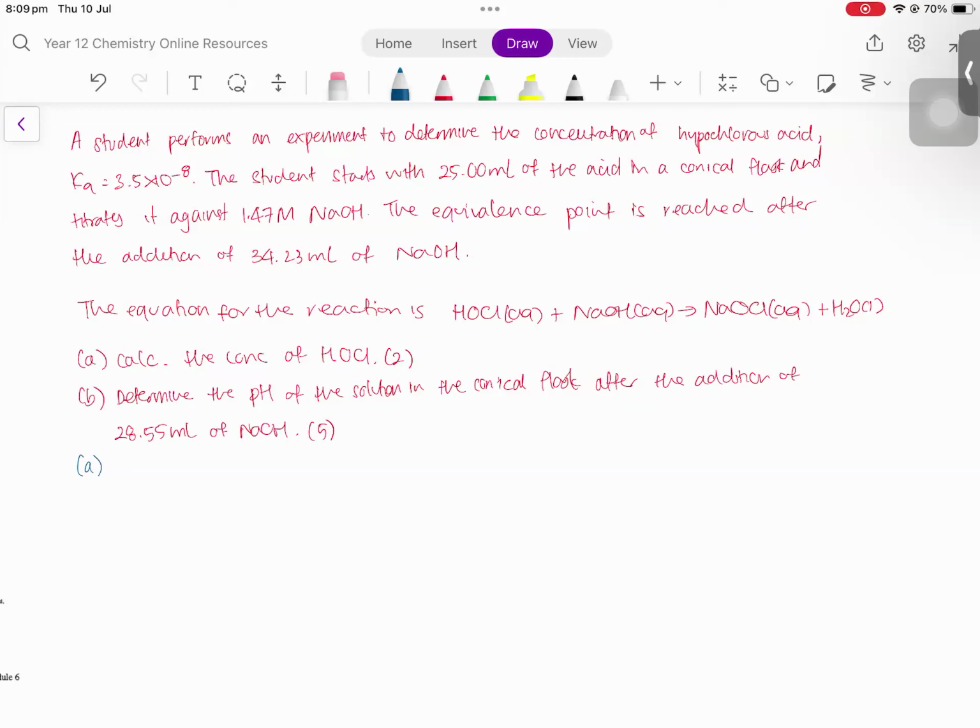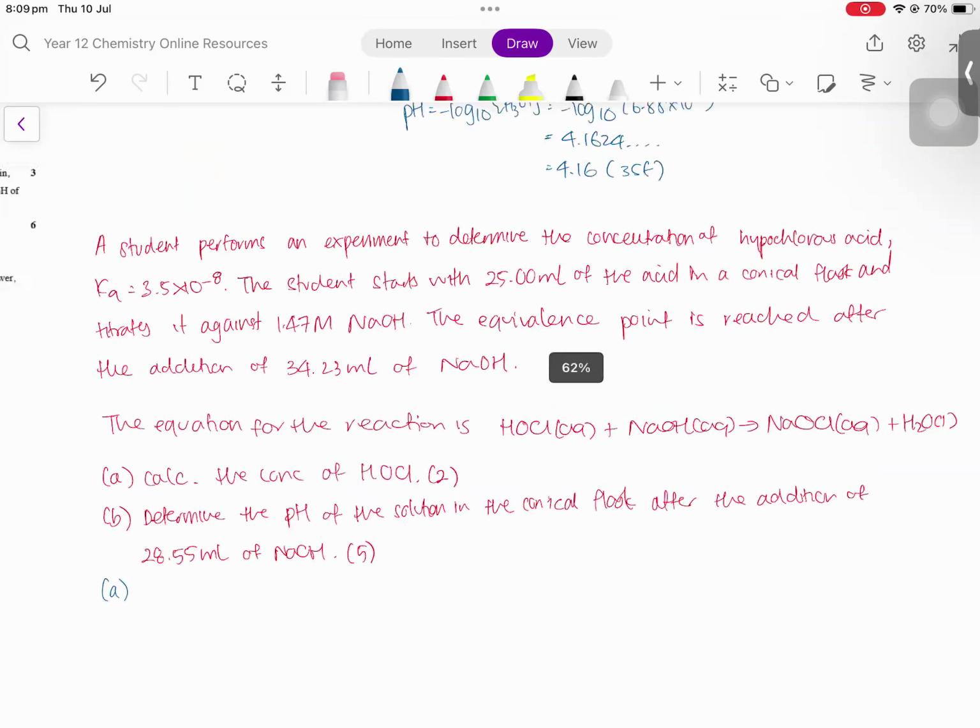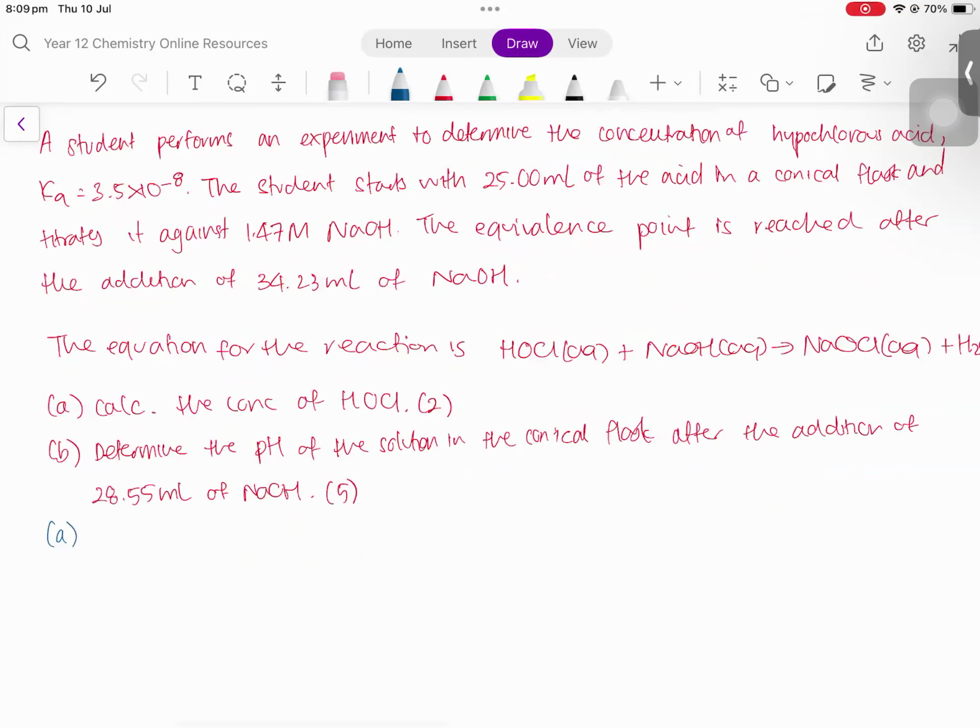Ignore part B. The question is given to you in order for a reason. If part B scares you because it's 5 marks, we're gonna ignore that for now. Yeah. Part A is your standard titration question. You've got 25 mils of the acid in the conical flask, and in the burette, you've got 1.47 molar NaOH, and you added 34.23 mils of it.